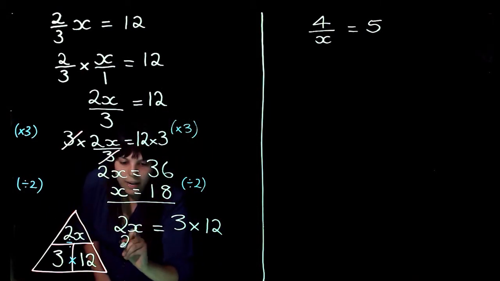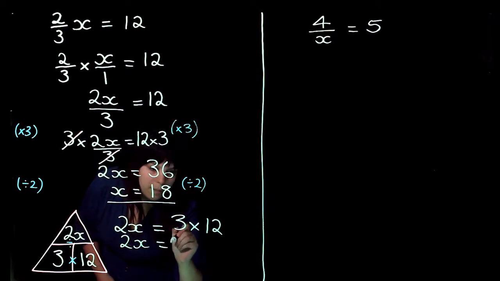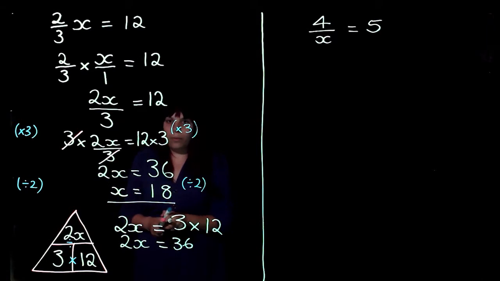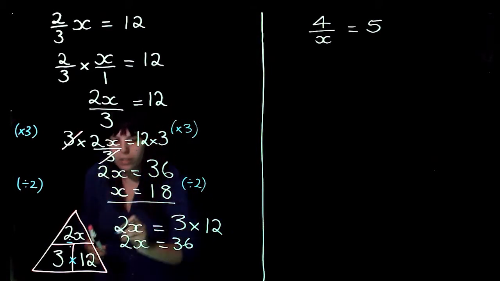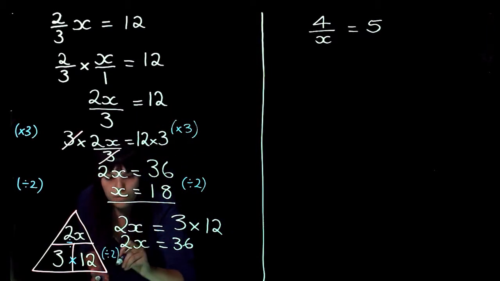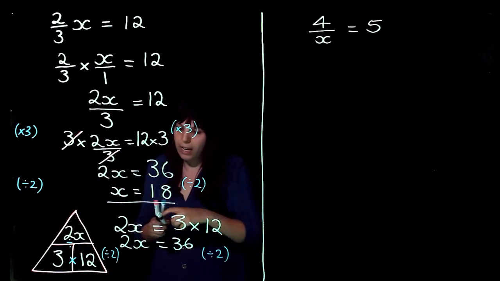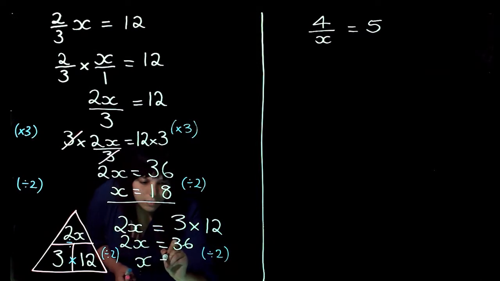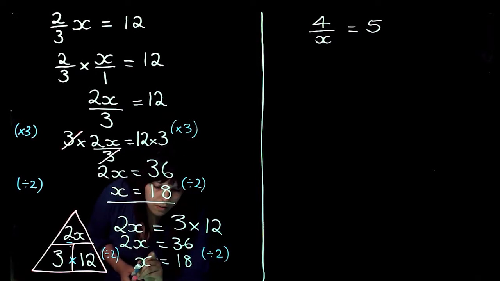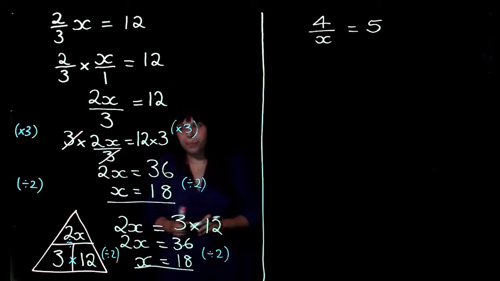So that means 2x equals 36, sorry. And then I'm going to do what I did in this stage, which was divide both sides by 2, because I'm currently multiplying them by 2, to get my x on its own. So I get x equals 18. And that's the same solution.